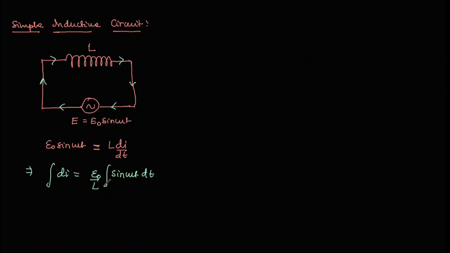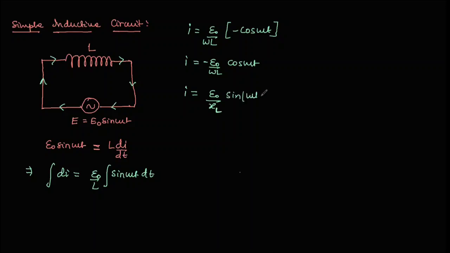If we integrate this particular expression, we get I is equal to E naught by L, integration of sine is equal to minus cos omega t by omega. So we can write that I is equal to E naught by omega L with a minus sign, cos omega t. And if I write it in this way, I is equal to E naught by the reactance due to an inductive circuit into sine omega t minus pi by 2.